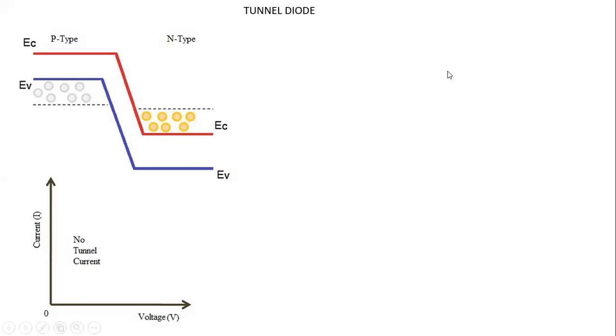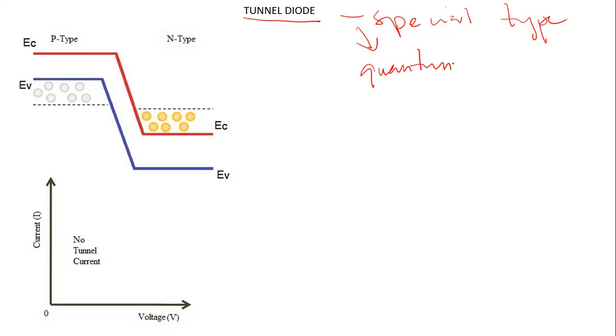Tunnel diode, like other special diodes that we discussed, like the Zener diode, LEDs, photodiodes and all, is also another special kind of diode. And what is so special about this tunnel diode is that you can actually have what is called quantum mechanical tunneling. I don't know if you have heard of this quantum mechanical tunneling.